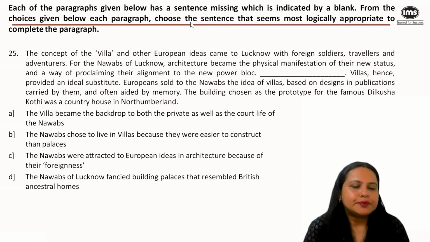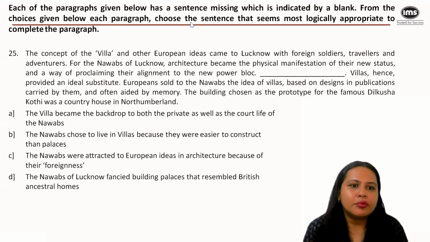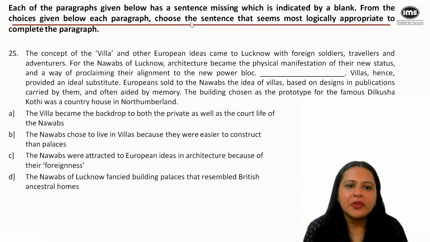Let's do this question. The concept of the villa and other European ideas came to Lucknow with foreign soldiers, travelers, and adventurers. For the Nawabs of Lucknow, architecture became the physical manifestation of their new status and a way of proclaiming their alignment to the new power bloc. There's a blank. Villas hence proved an ideal substitute. Europeans sold to the Nawab the idea of villas based on designs and publications carried by them and often aided by memory. The building chosen as a prototype, as a model for the famous Dilkusha Koti, was a country house in Northumberland.